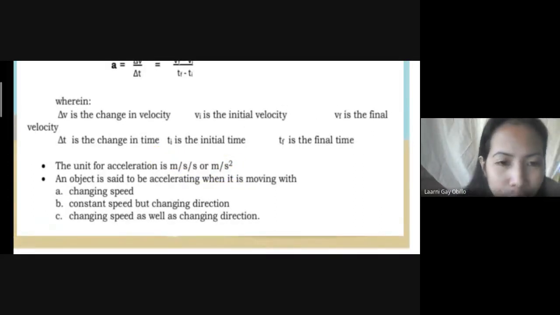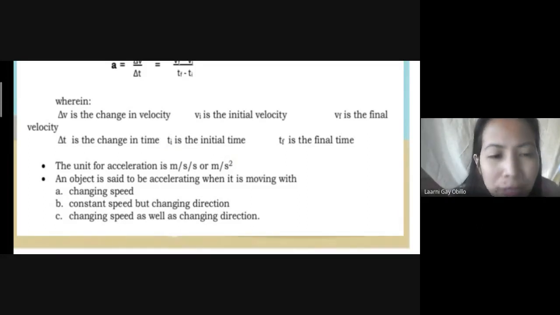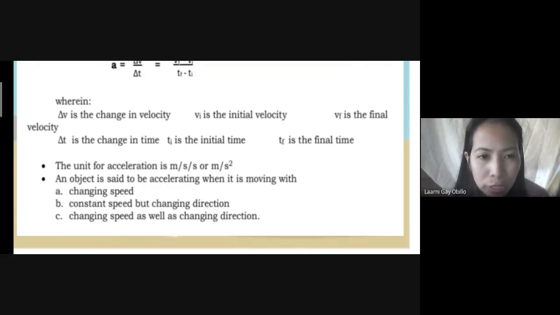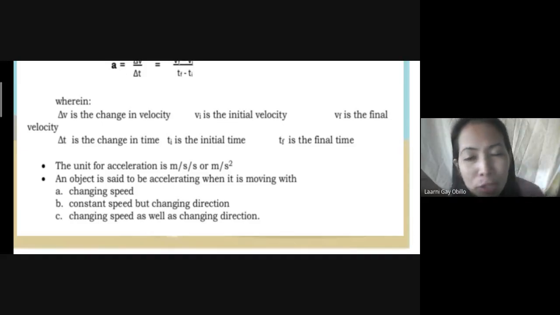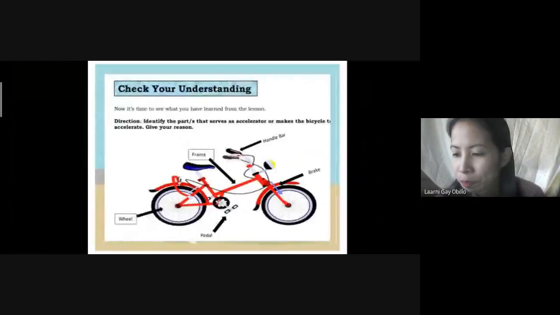An object is said to be accelerating when it is changing speed, moving at constant speed but changing direction, or changing speed as well as changing direction. Okay, nagbabago yung speed niya, constant speed pero nagbabago yung direction niya, or pwedeng nagbabago pareho yung speed at yung kanyang direction.